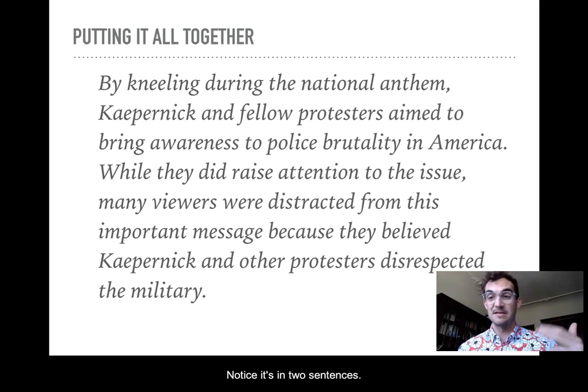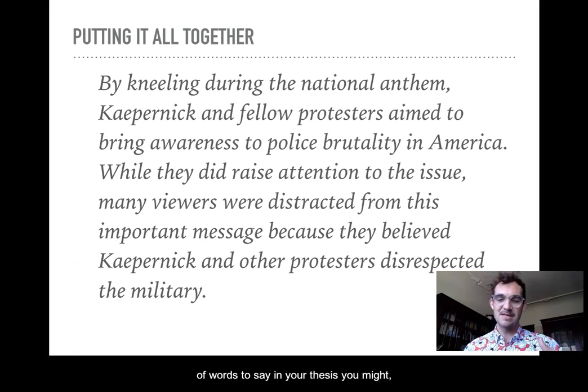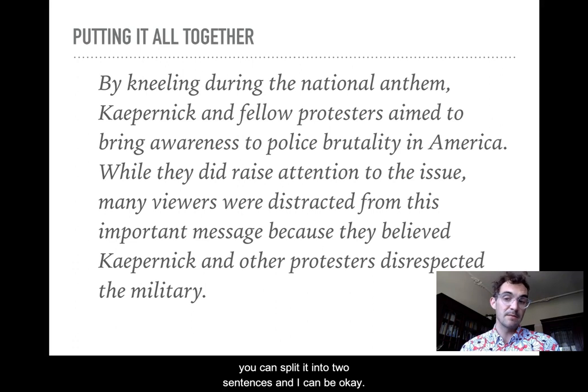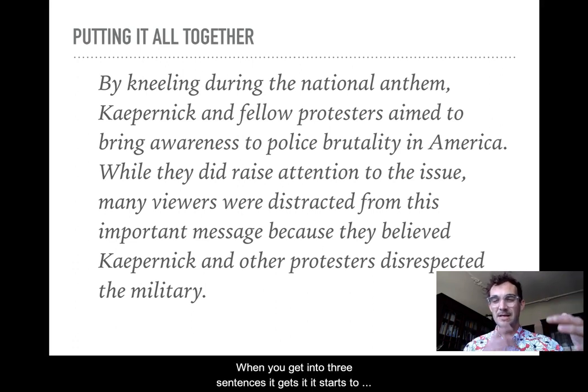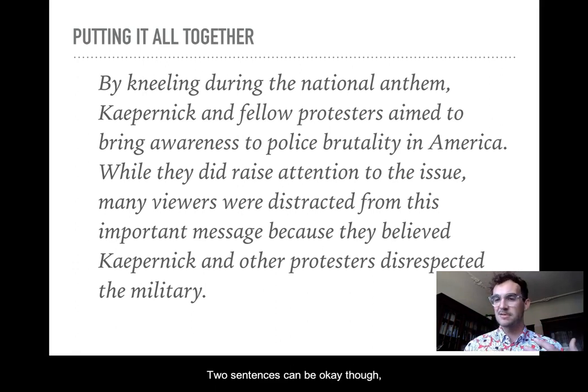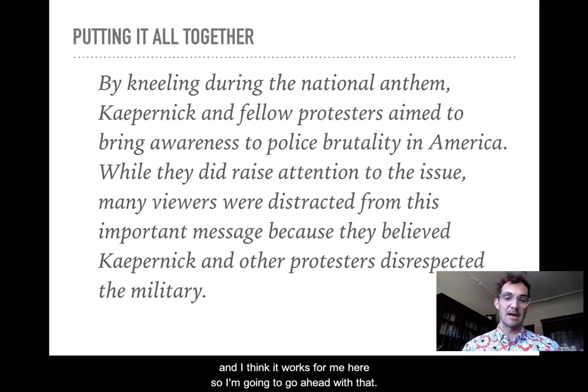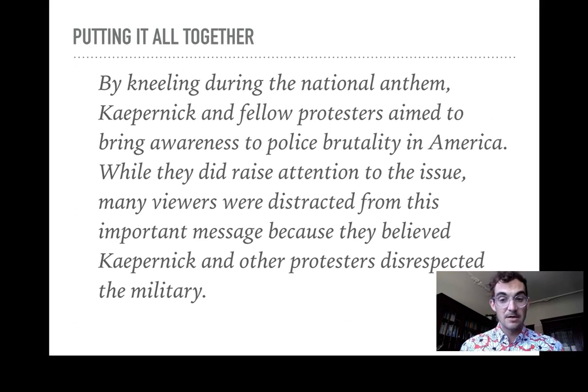Notice it's in 2 sentences. So sometimes when you've got a lot of words to say in your thesis, you can split it into 2 sentences, and that can be okay. I wouldn't go beyond 2 sentences. When you get into 3 sentences, it starts to feel unfocused. 2 sentences can be okay though, and I think it works for me here. So I'm going to go ahead with that. So that's one method to do this.